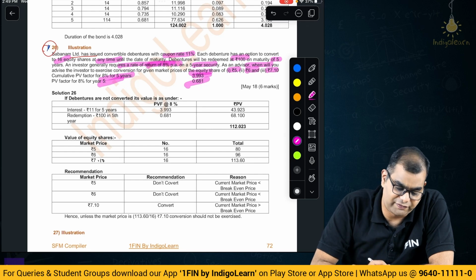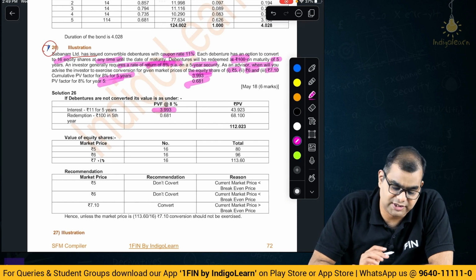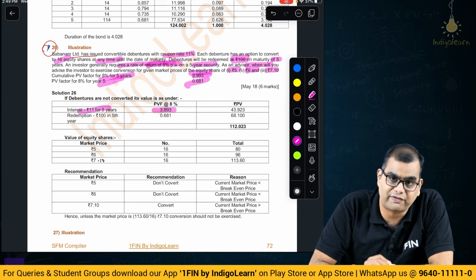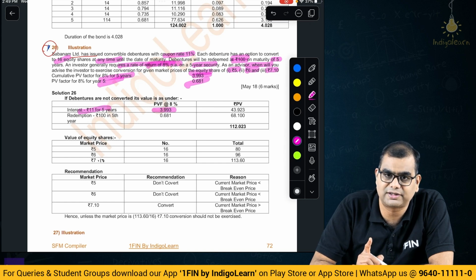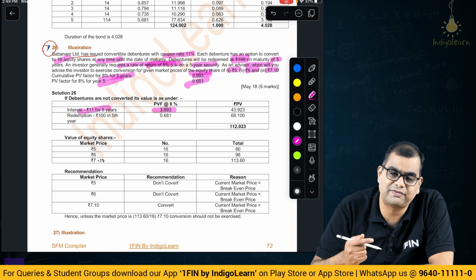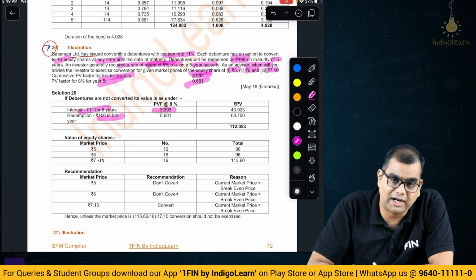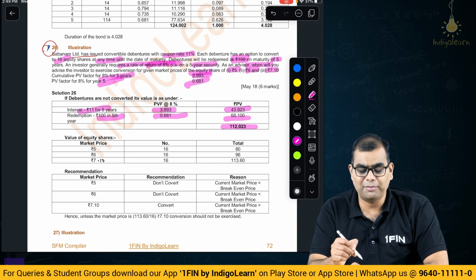So if you are holding it for 5 years, you get interest. Interest of how much? 11% coupon. 11% on what? 11% on 100, which is 11 rupees. So 11 rupees for 5 years. Cumulative present value factor is 3.993. Why is it 3.993? Because the current discount rate for bonds is 8%. So the 8% present value annuity factor is 3.993. Then in the 5th year, you will redeem the entire 100. For the 5th year, the same 8% present value factor is 0.681. So you add these two, you get 112. So 112 is the value of the bond today.